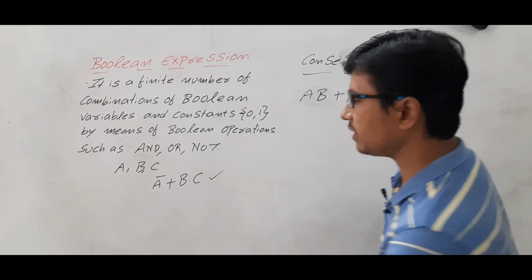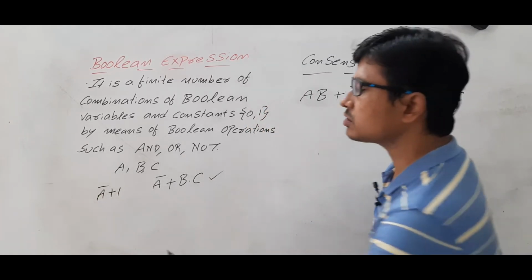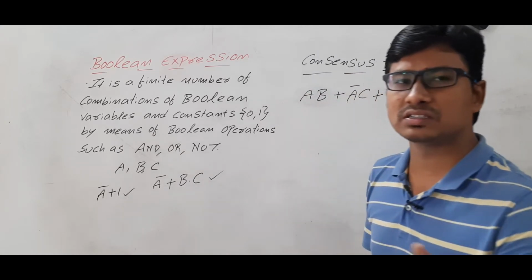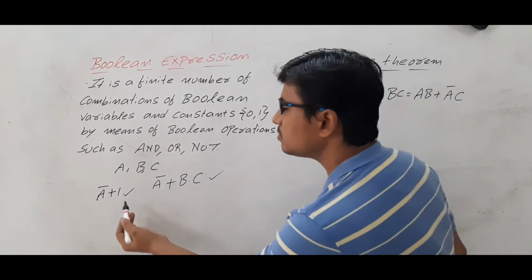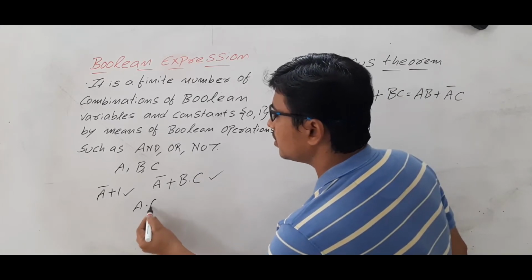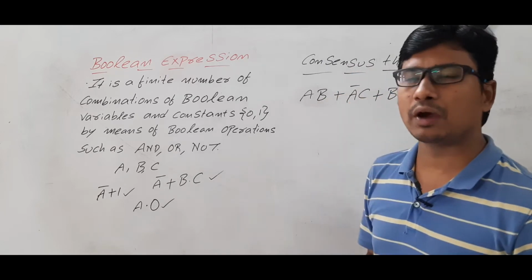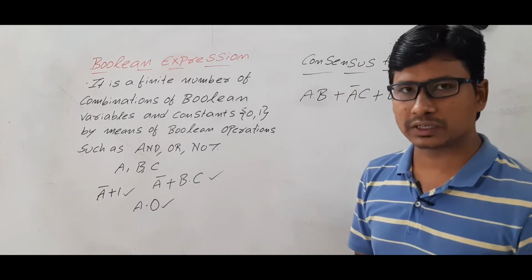Is it clear? Even A complement or 1 is also a Boolean expression. We don't worry about what the simplified expression is, but this is a Boolean expression. Similarly, A and 0 is also a Boolean expression. So I hope you have understood what a Boolean expression is.